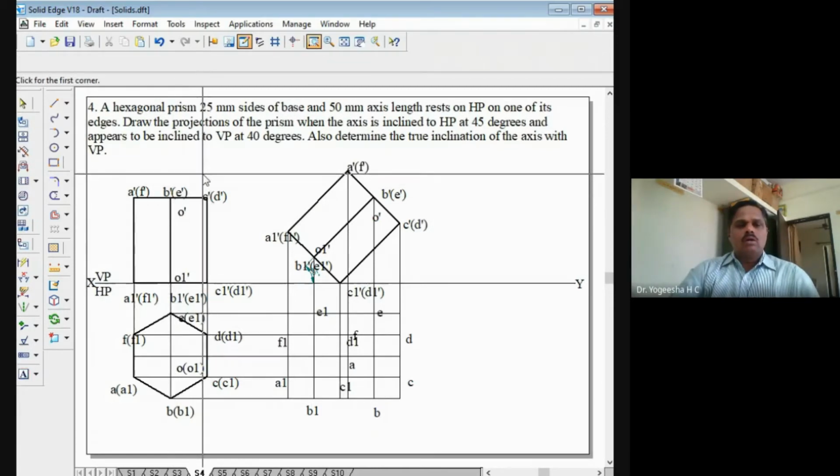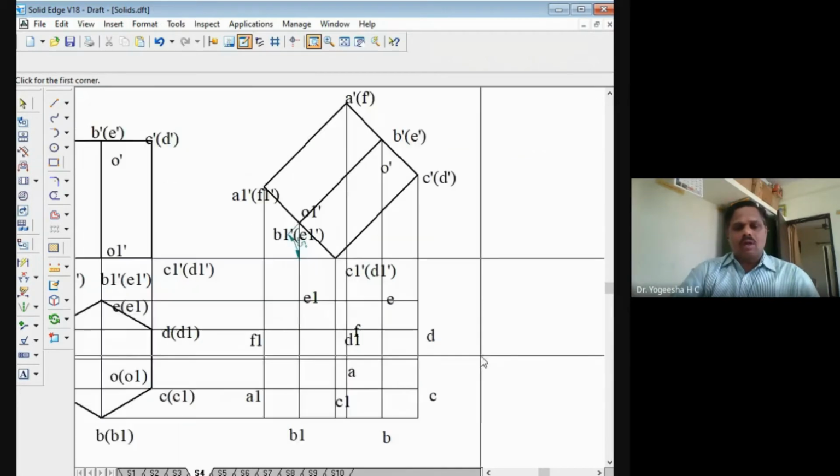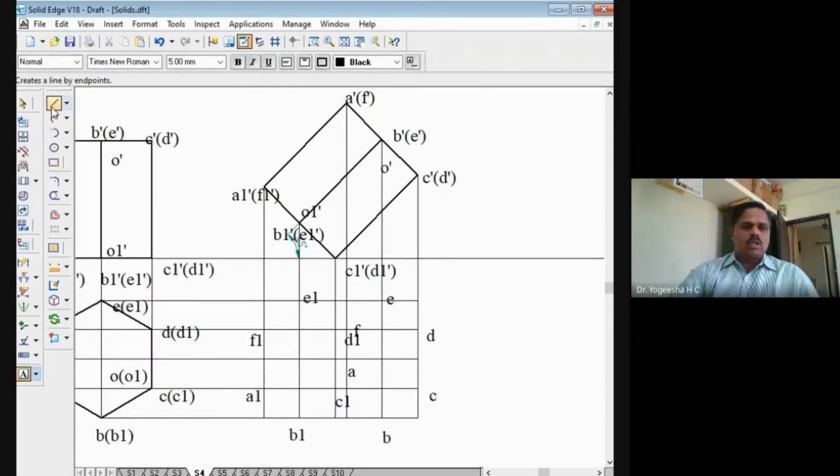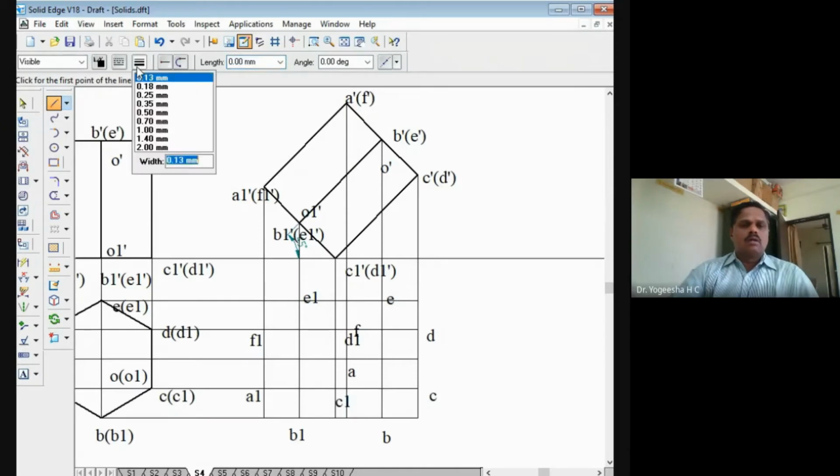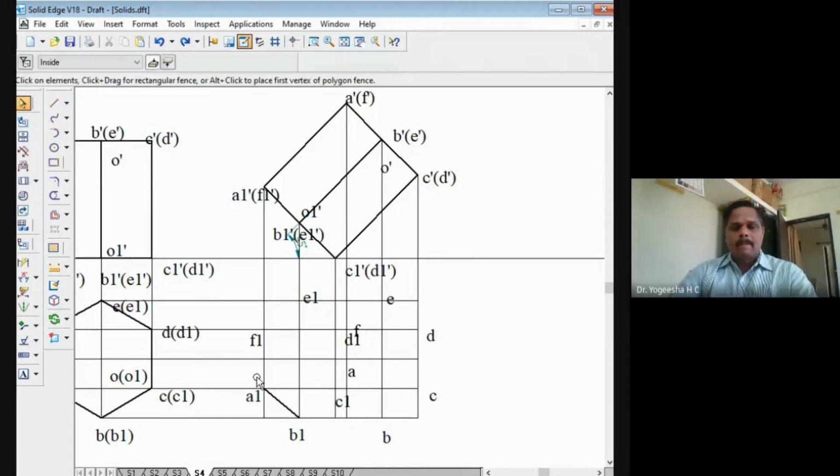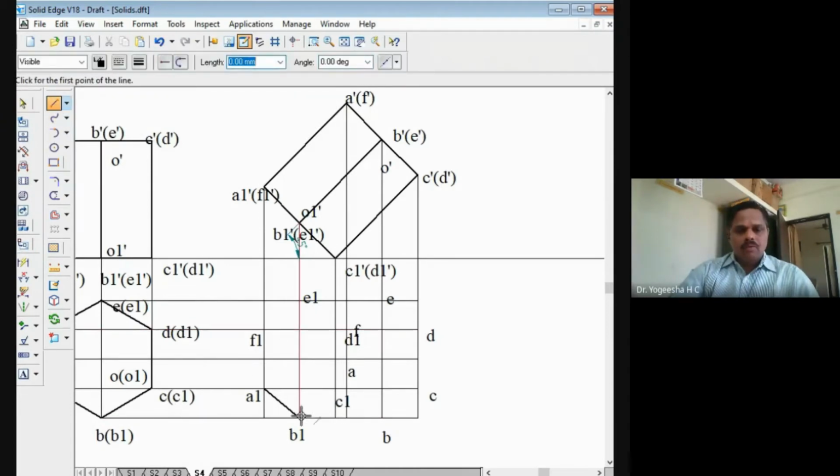Now we'll just zoom this area so that I will have a clear idea how to join them with thick line. Take the thick line, right? Join them, all the outer edges first you join with thick line. That is A1 to B1, B1 to B, then C, then D, then E, then E1, then F1, then A1 back, right?